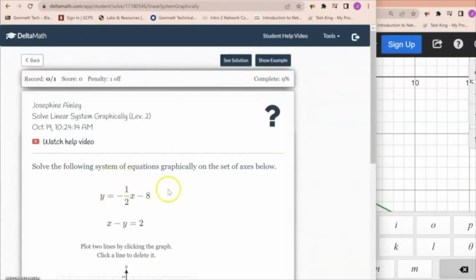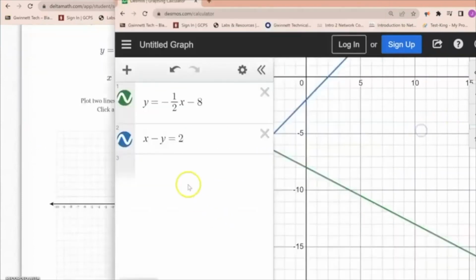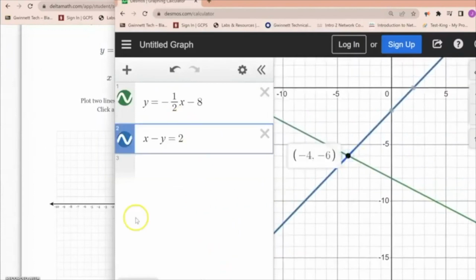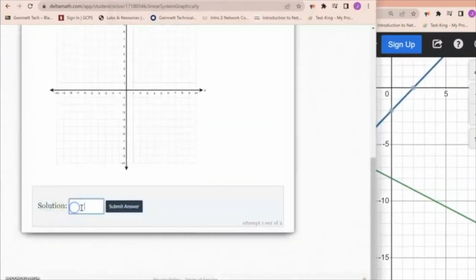Oh no, this is fine. Yeah, this is right. Okay, cool. All right, boom. So here's my solution. My solution is negative 4, 6. So my solution in parentheses is negative 4, 6.